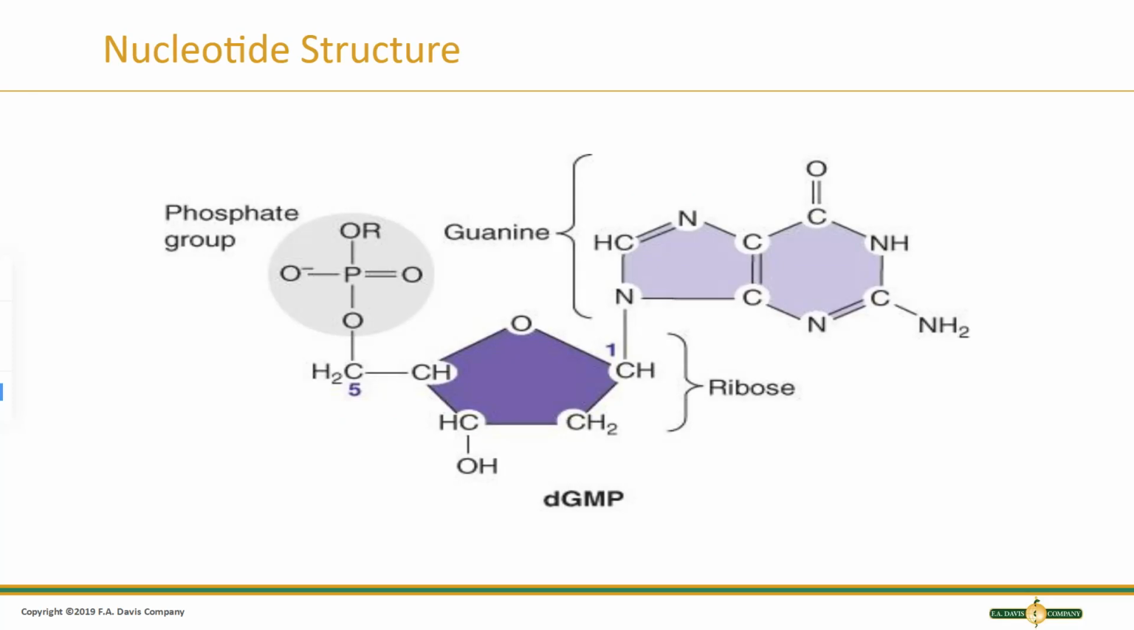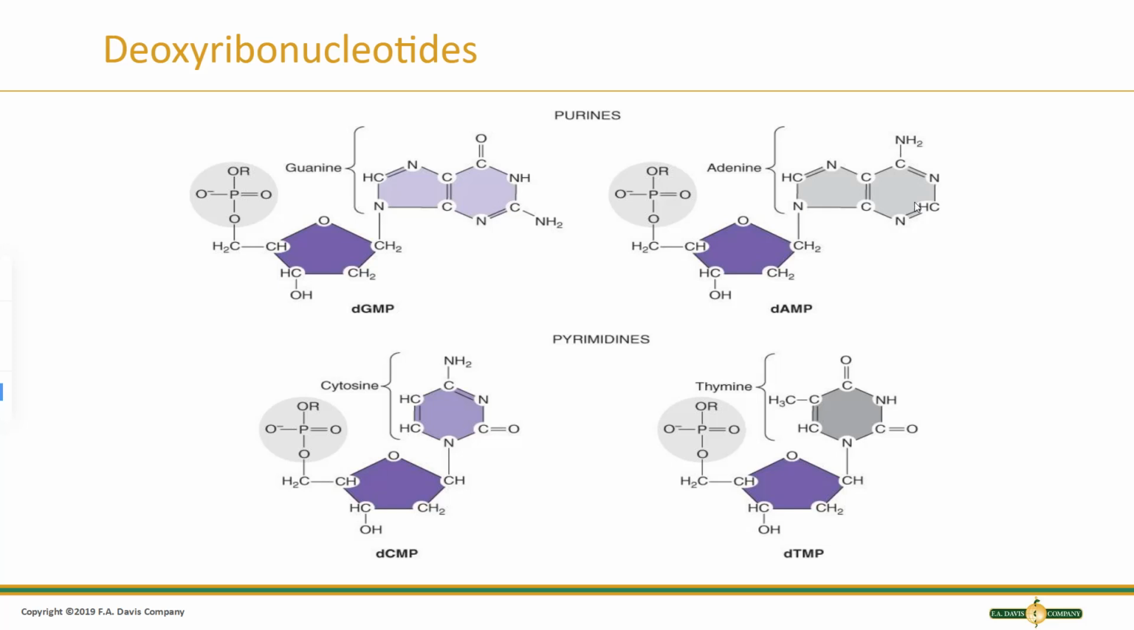So this is what a typical nucleotide looks like. You have the sugar, the phosphate, and the base. These are the 4 bases: guanine, adenine, cytosine, and thymine. And you can see the base structure, these are smaller in structure. Those are the pyrimidines, and these are larger in structure, the purines.